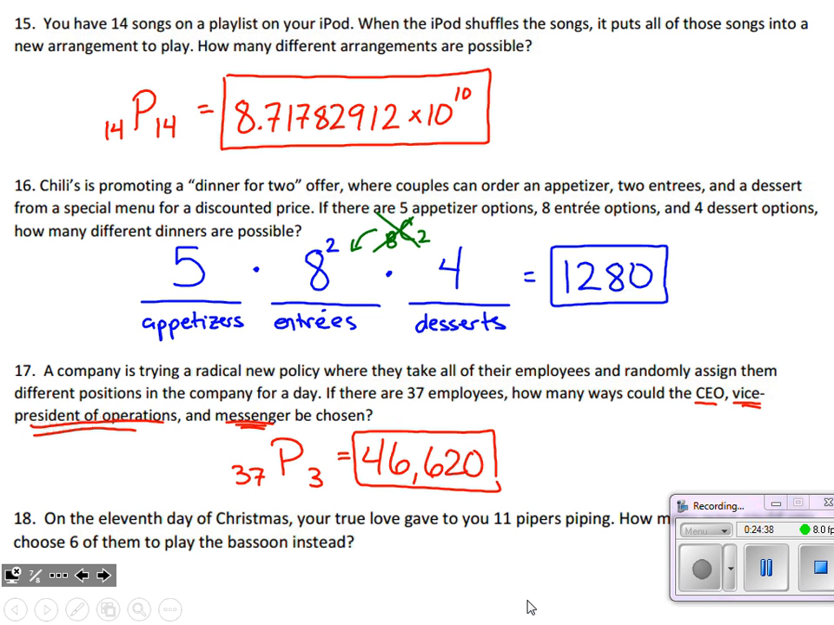Number 18, and try and squeeze this in the margins on my PowerPoint slide here. On the 11th day of Christmas, your true love gave to you 11 pipers piping. How many ways could you choose 6 of them to play the bassoon instead?